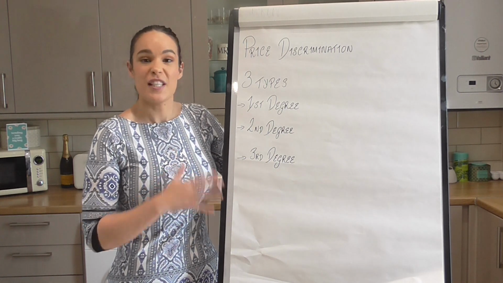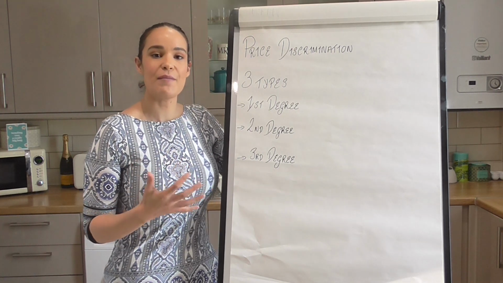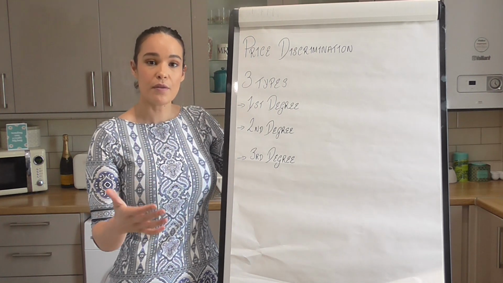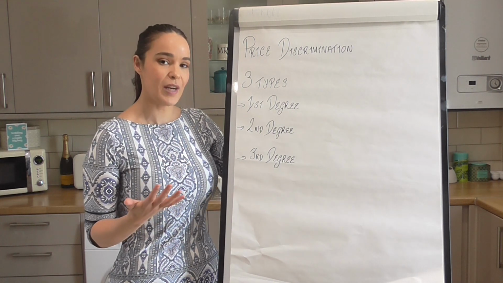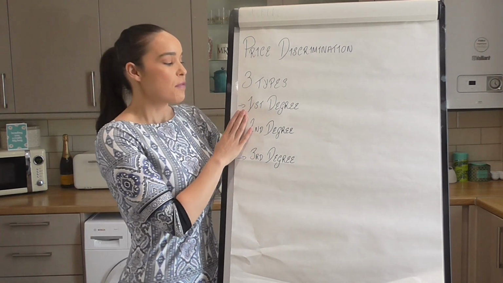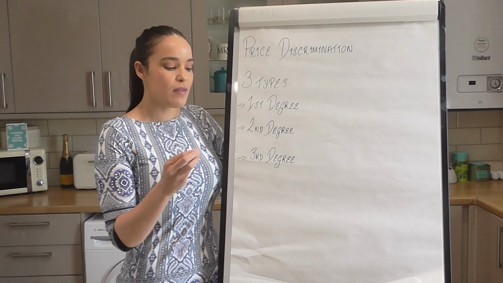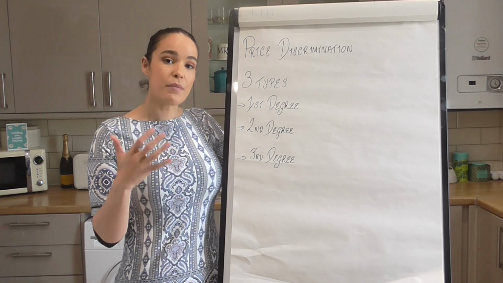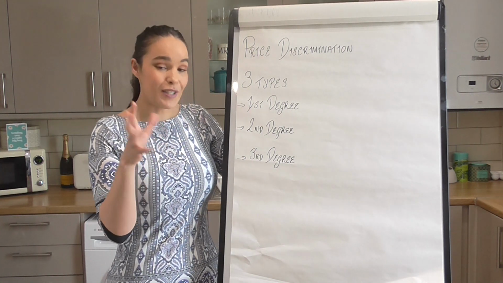Now, price discrimination is pretty much exactly what it says on the tin. It's where firms are able to discriminate between consumers based on price. And there are three different types of price discrimination that we're going to go over in the next coming lessons: first degree, second degree and third degree price discrimination. Now, price discrimination is associated with monopoly markets in the EdExcel specification.